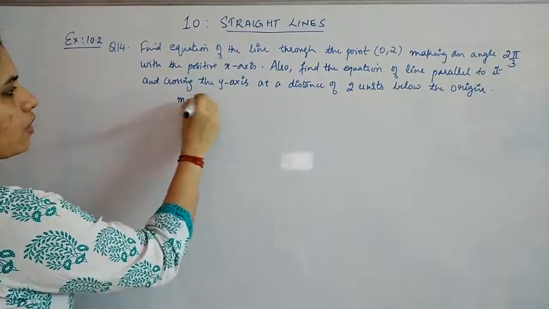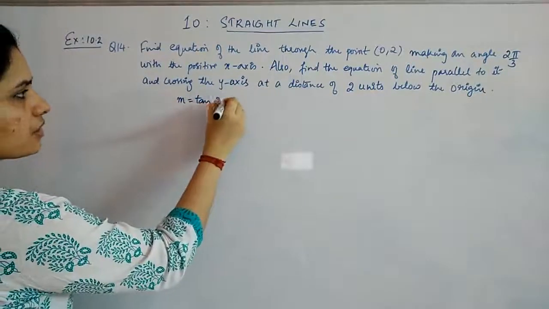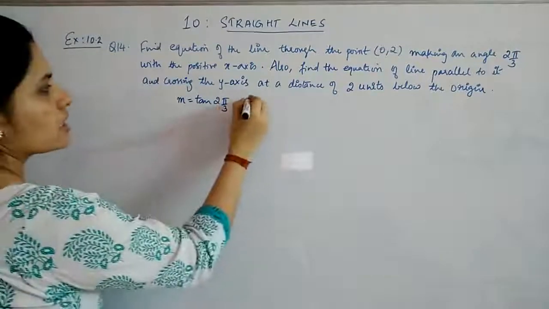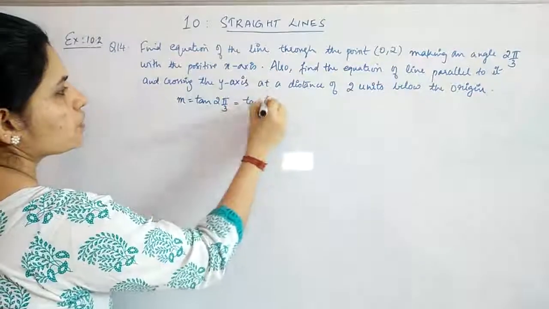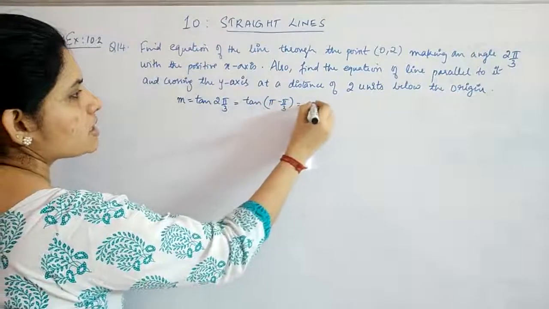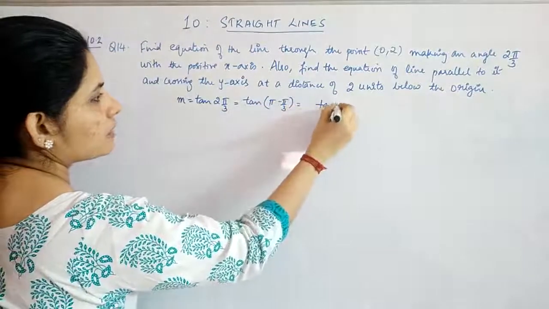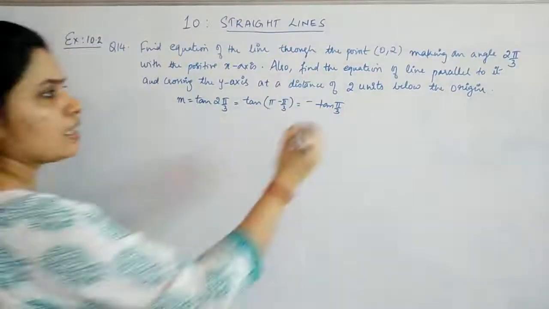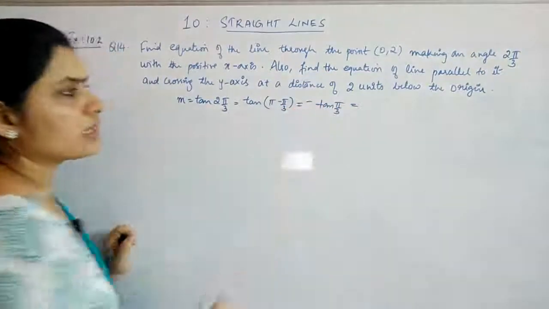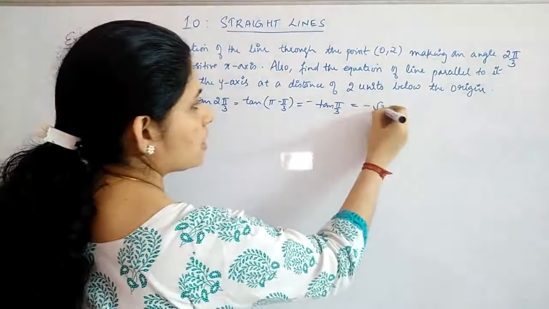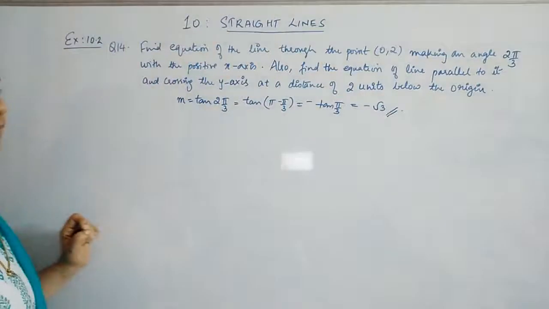So first we will start with the first equation, whose slope we can find out, because slope is given to be tan of the angle of inclination, which is tan 2 pi by 3, right? Angle of inclination is given to be 2 pi by 3. You can write 2 pi by 3 as pi minus pi by 3, so it is minus tan pi by 3, since it is in the second quadrant, and tan pi by 3 means tan 60, it is root 3. So you'll get minus root 3 as the slope of the required line.